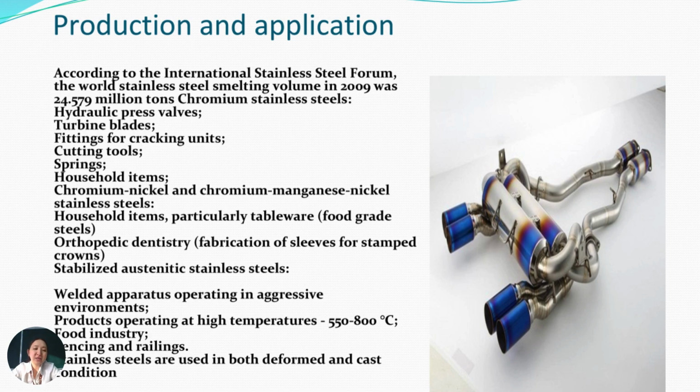And about the austenitic stainless steels, we have a figure here. They are used for welded apparatus operating in aggressive environments and products operating at high temperatures, like 550 to 800 degrees, and in the food industry. Stainless steels are used in both deformed and cast condition.